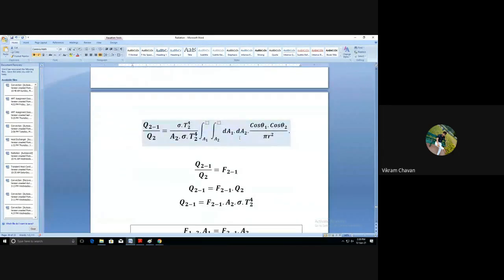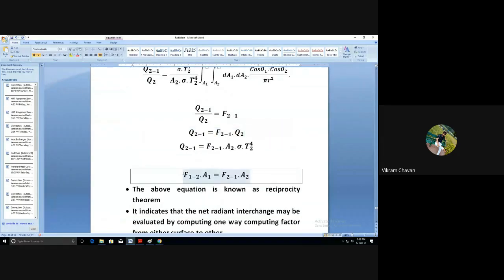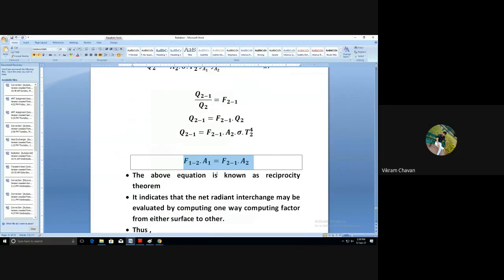So from this equation we can conclude that F1→2 multiplied by A1 is equal to F2→1 multiplied by A2. So this particular theorem is called the reciprocity theorem. Okay, in case of radiation, we can say this is the reciprocity theorem. So if you know the F1→2 value only, then you can easily determine F2→1 also by using this theorem.